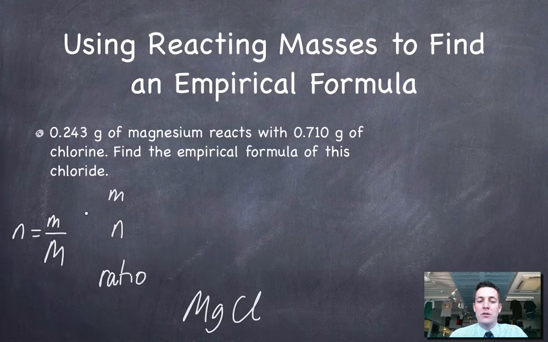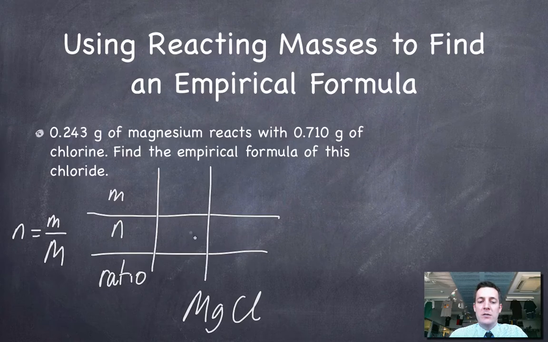And what I'm going to do is arrange these things in a table, and the reason I'm going to do this is because when I come to putting these numbers that I find into my formula, it's much harder to make a mistake if I know that this number applied to magnesium and this one to chlorine.